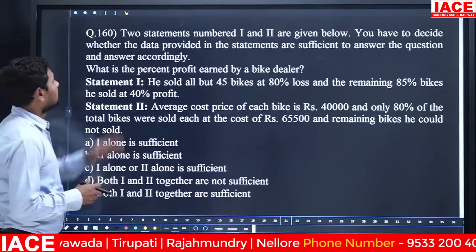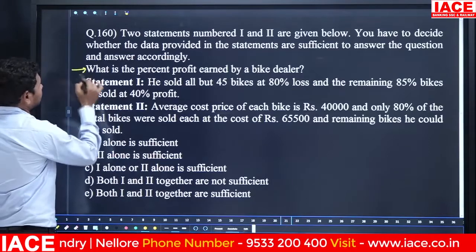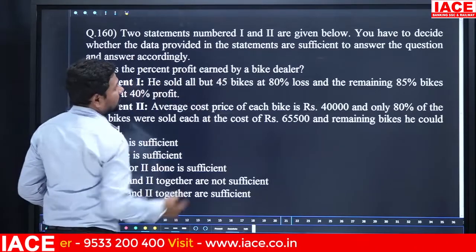Next we have a question. It is statement based. The question is here. What is the percentage profit earned by a bike dealer?